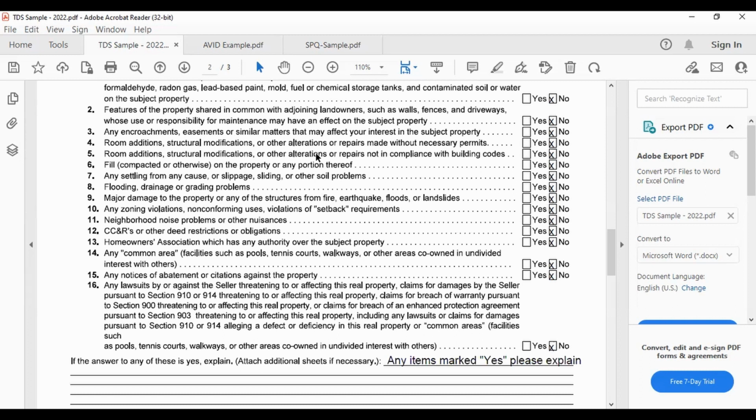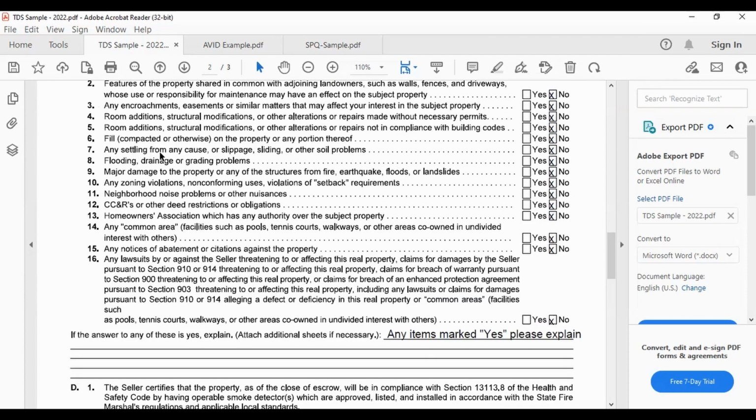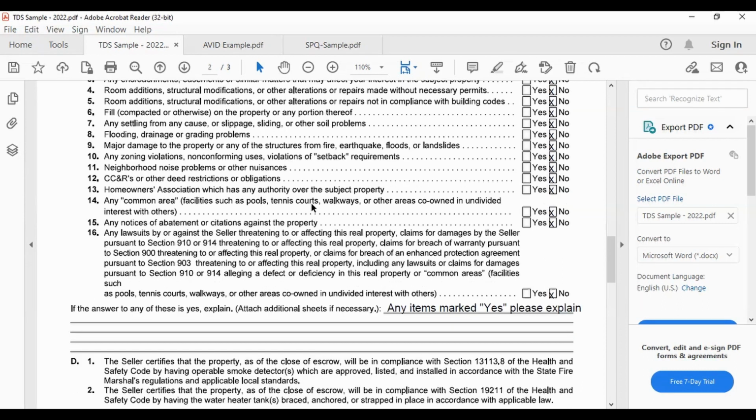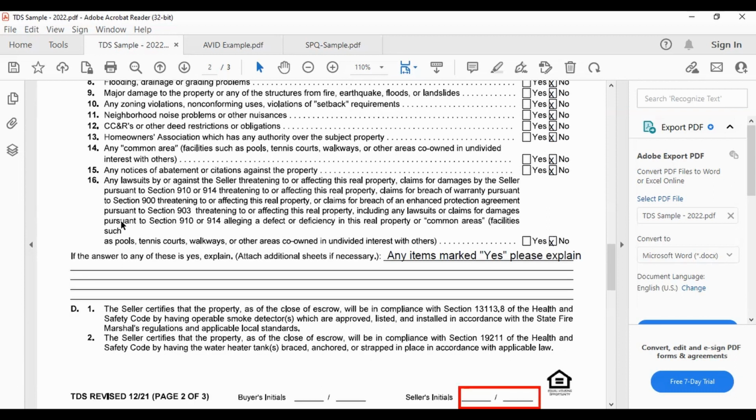This is supposed to be their own words type of disclosure here. It also asks about any settling, things like that. And once again, there's no harm in them saying, well, I have no idea. I don't want to put yes. I don't want to put no. I'm scared. Well, no means I don't know. It's the same thing. It also asks about neighborhood noise problems, nuisances, of course, any HOA items and so forth.